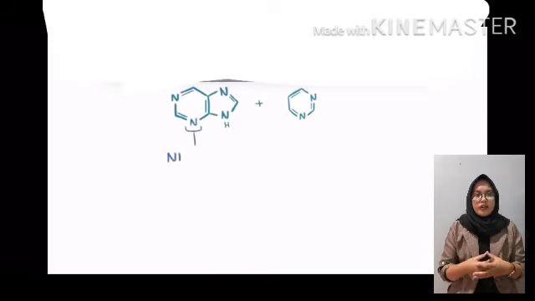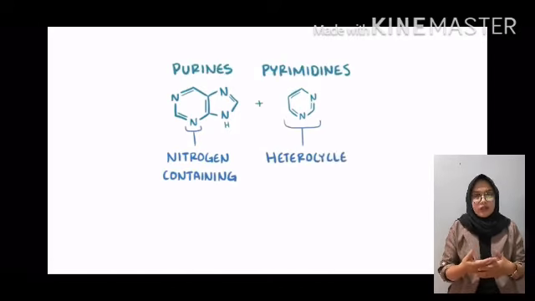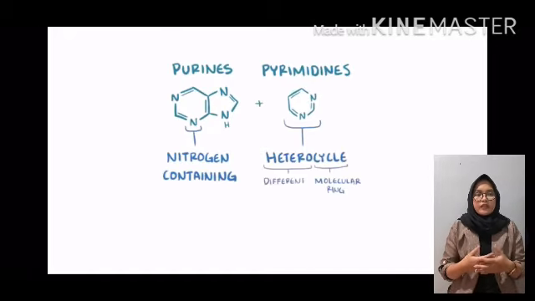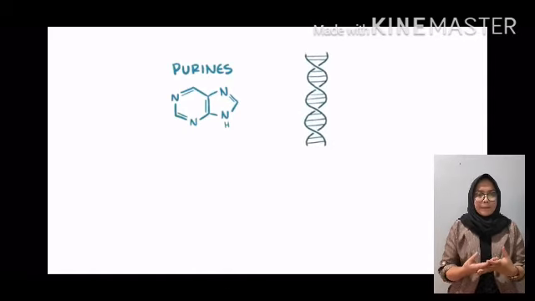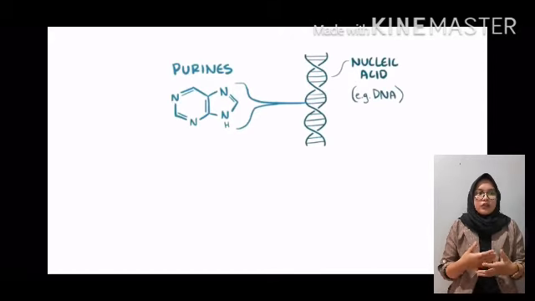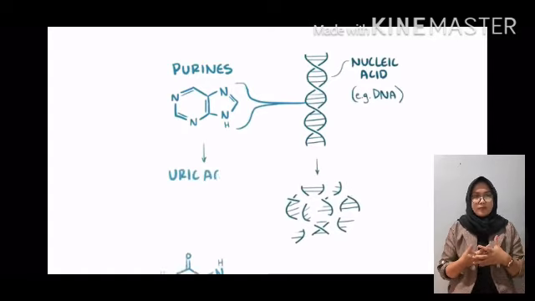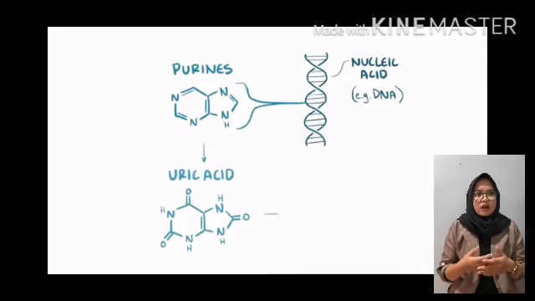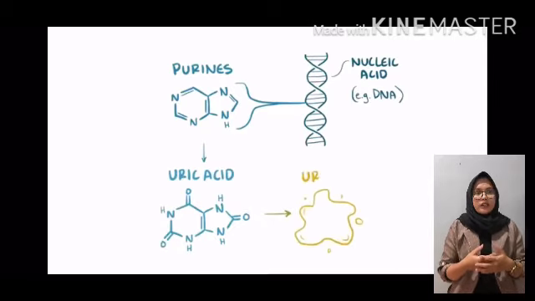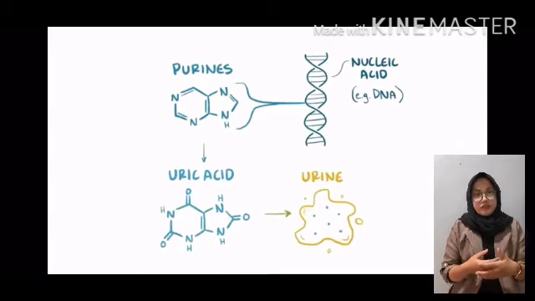with pyrimidines are the most common naturally occurring nitrogen-containing heterocycles. A heterocycle is any molecular ring or cycle with different types of atoms. Purines as well as pyrimidines are components of nucleic acids like DNA and RNA, and when cells and the nucleic acids in the cells are broken down in the body, those purines are converted to uric acid, a molecule that can be filtered and excreted in the urine.